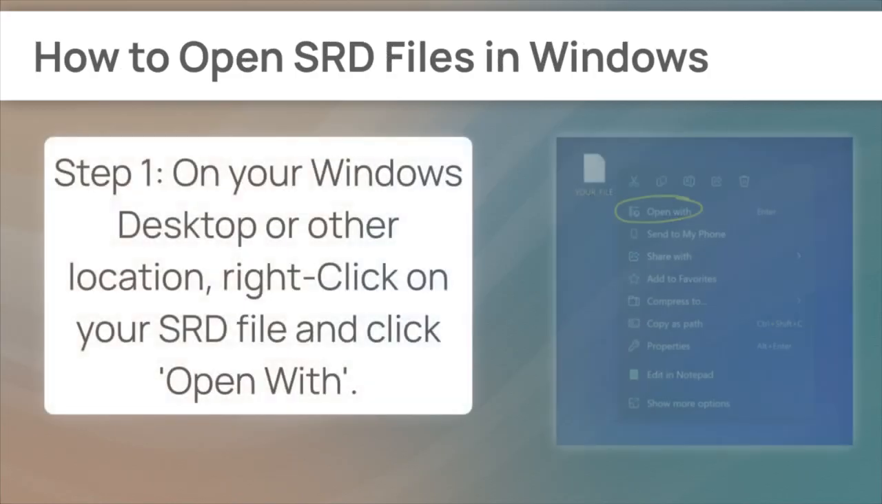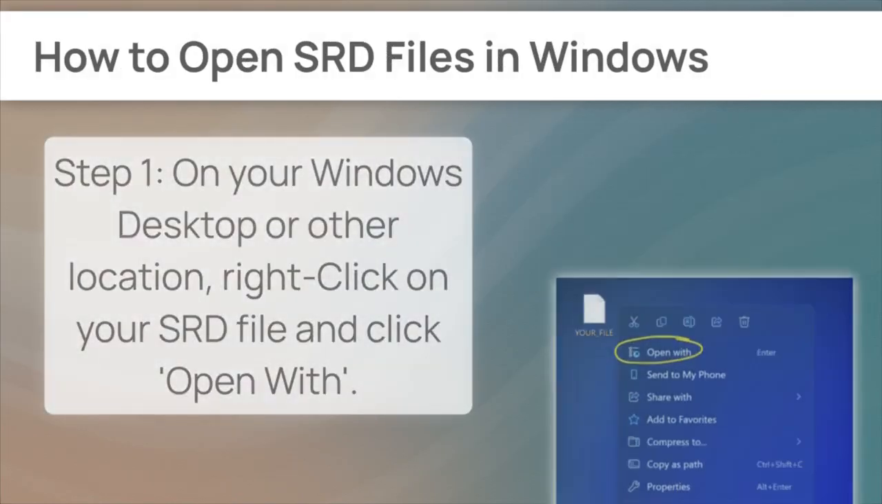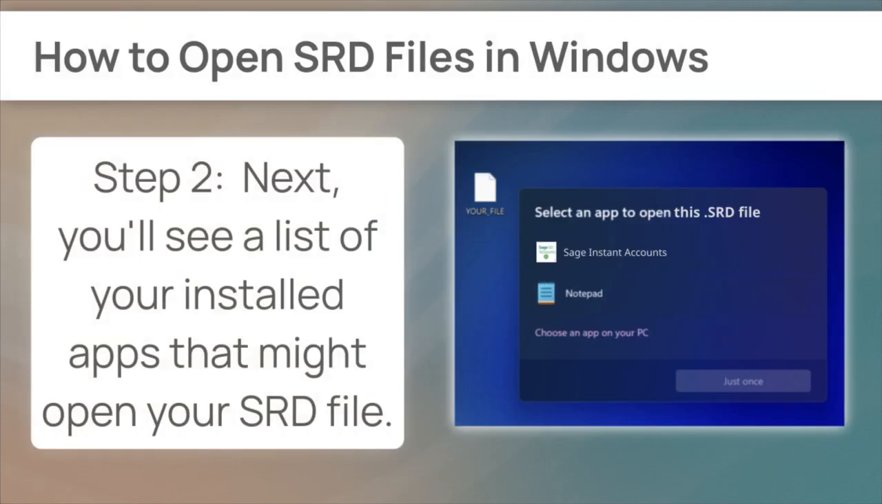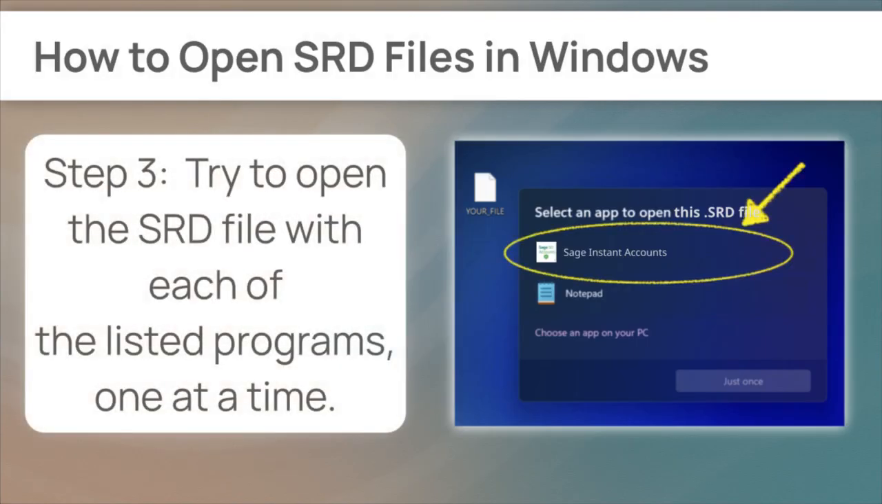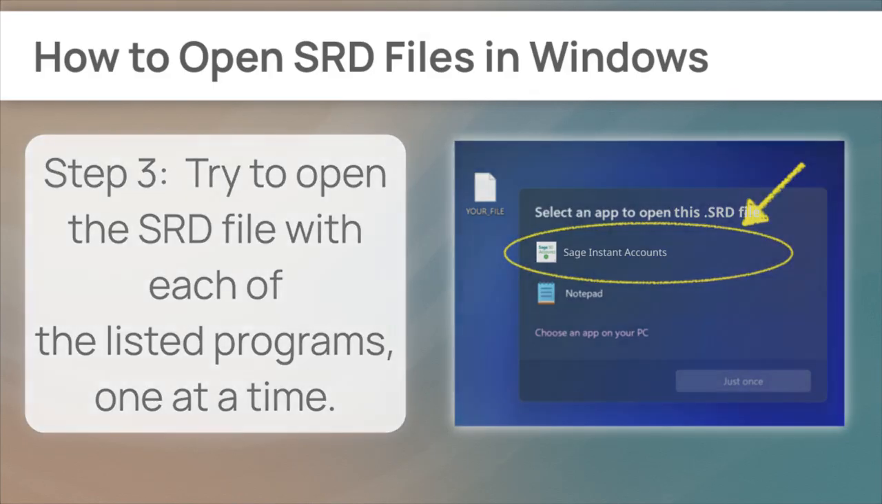Time to test installed programs. Right-click the SRD file and hit Open With. Launch it using Sage Instant Accounts if possible. If that option is absent, choose any other application from the displayed list.